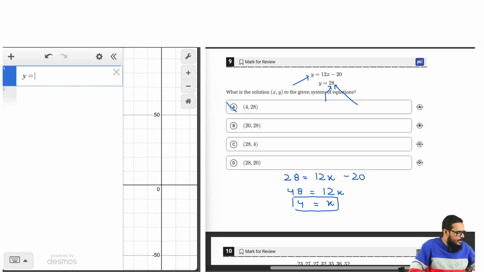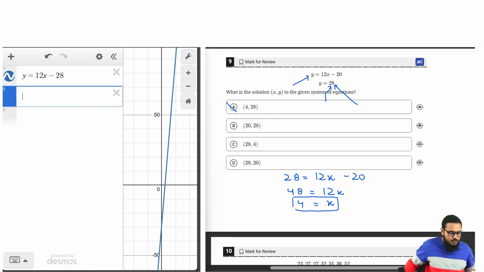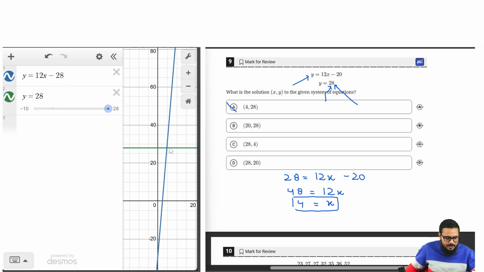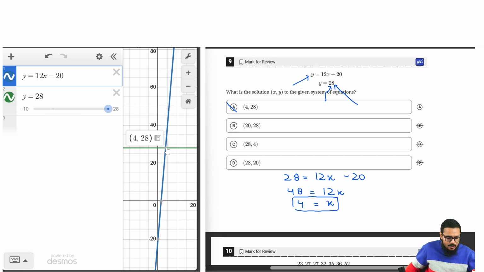Now, if you're not good at solving linear equations, you can just type this on Desmos. Y is equal to 12x minus 28. I'm looking to find out the intersection points of these two graphs. One of them is y is equal to 12x minus 28, and the other one of them is y is equal to 28. And I'm getting my intersection point right over here for the blue and the green graph. That's my intersection point right over here. And it tells me a particular thing. Oh, this was 12x minus 20, not 28. It was 12x minus 20. This gives me my intersection point exactly as 4, 28, which was something that I initially marked as answer option A.